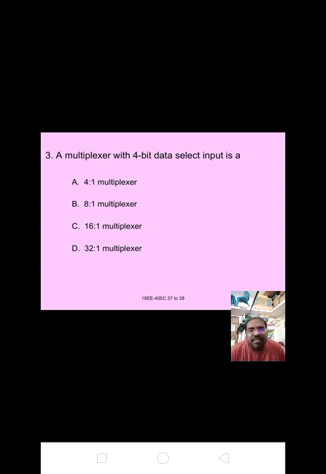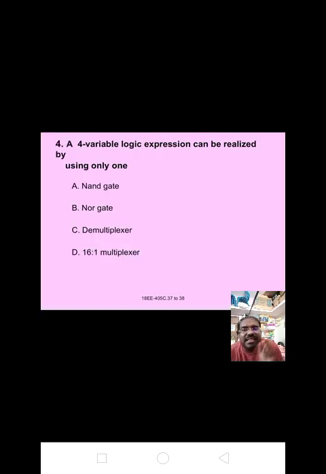A multiplexer with a 4-bit data select input is a 4 into 1 multiplexer. A multiplexer with n bits, 2 power n, here 16. So for a 2 power n multiplexer, the data select input is a 16:1 multiplexer. 2 power 4 gets us to 16. 16:1 multiplexer. Answer is C.